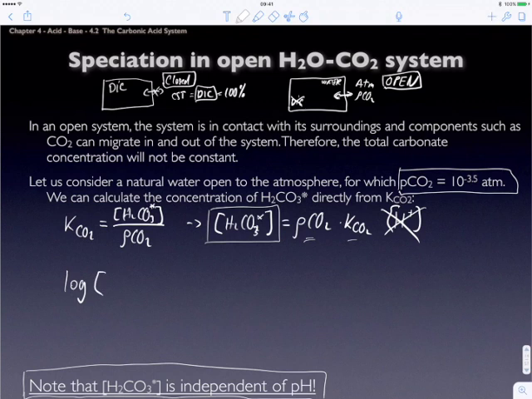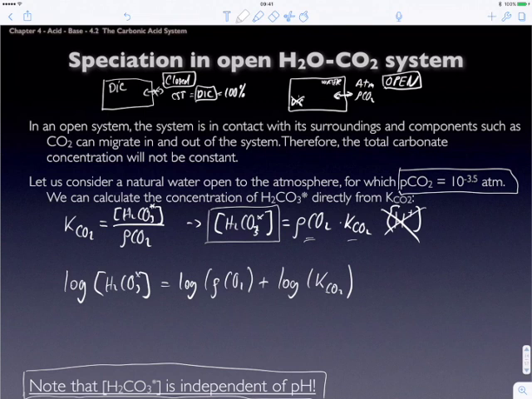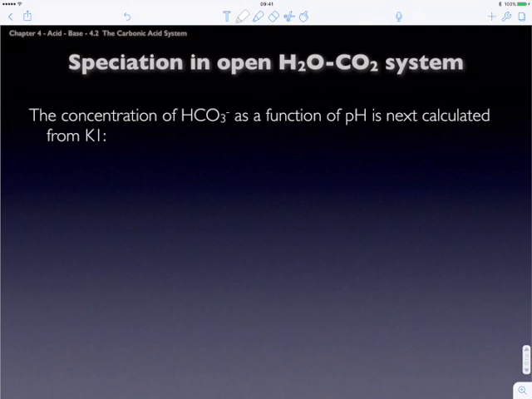So the log of the concentration of carbonic acid is equal to the log of the PCO2 plus the log of the constant of dissolution of CO2 into the water. First step. Now let's move to the next one.